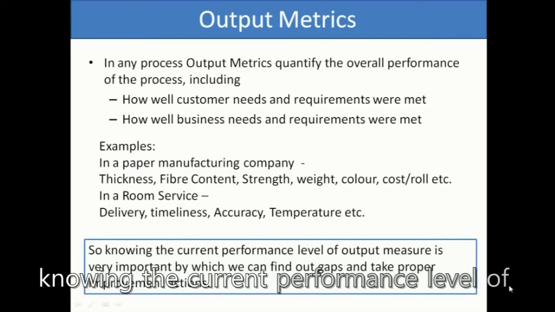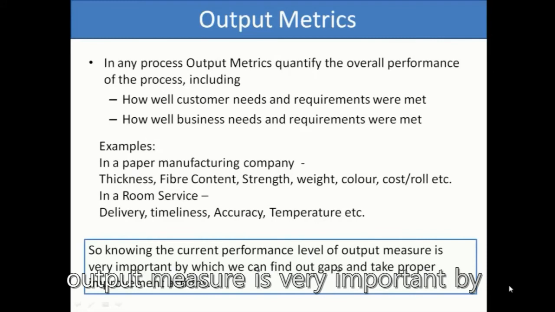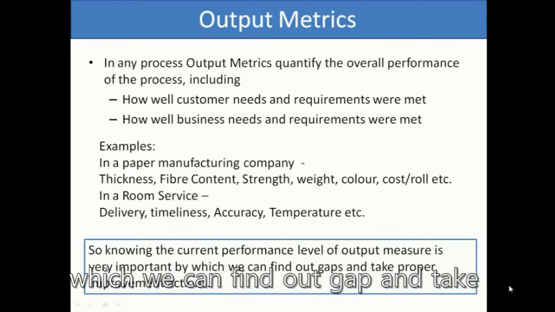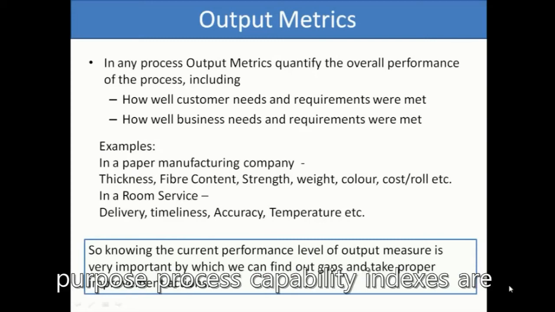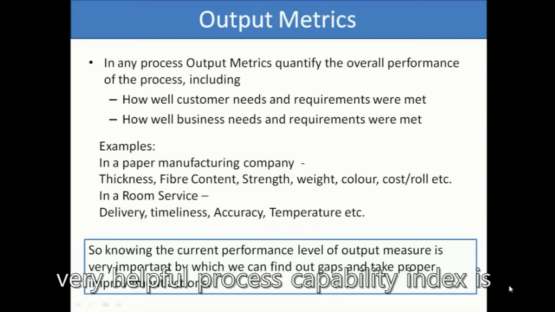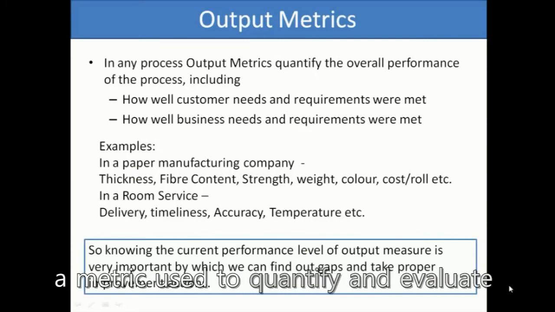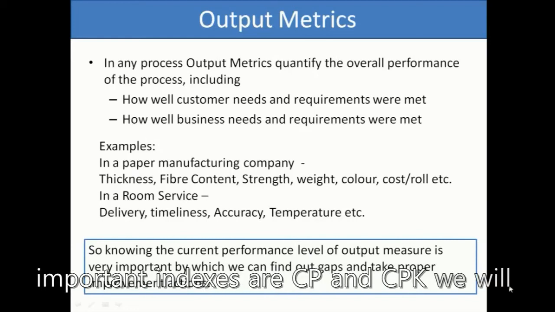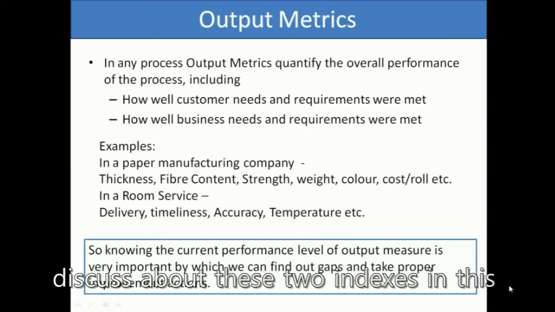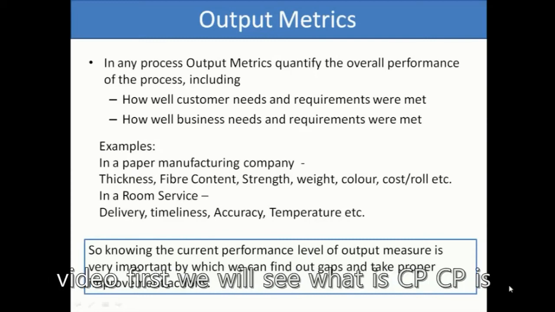So, knowing the current performance level of an output measure is very important, by which we can find out the gap and take proper improvement actions. For this purpose, process capability indexes are very helpful. A process capability index is a metric used to quantify and evaluate process capability. The two most important indexes are CP and CPK. We will discuss these two indexes in this video.